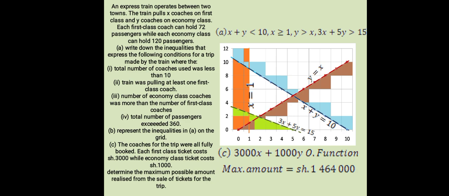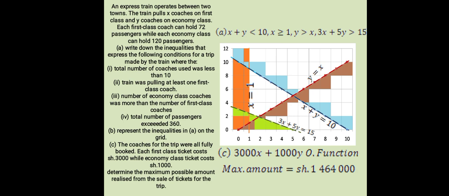1. The total number of coaches used was less than 10. 2. The train was pulling at least one first-class coach. 3. The number of economy class coaches was more than the number of first-class coaches. 4. The total number of passengers exceeded 316. B. Represent the inequalities in A on the grid.